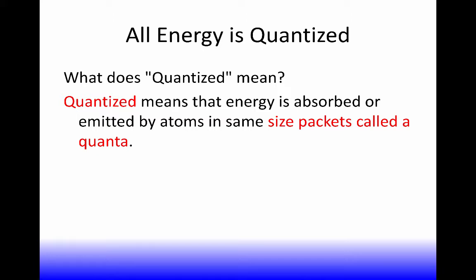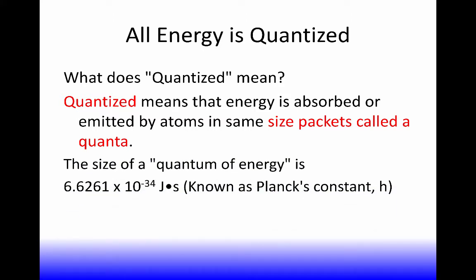So this is different. This means that all energy emissions or absorptions are not possible. There are only certain ones that are possible, and they have to be multiples of this small amount of energy. Now, this energy is really small, which is why it was so hard to actually realize that energy is quantized. So a quantum of energy equals this. It's 6.6261 times 10 to the minus 34 joule-seconds. It's known as Planck's constant. Max Planck is the guy who figured this out, abbreviated with the letter h.